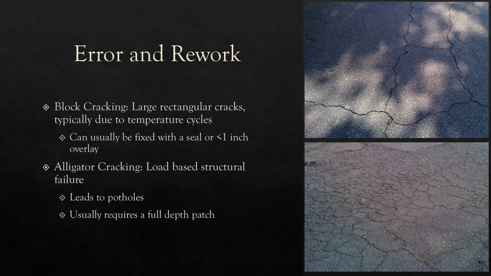Block cracking, as seen on the top right there, is a common defect largely associated with the asphalt binder's inability to expand and contract in response to the changing temperatures over the seasons. Luckily, they can normally be fixed with a simple seal or just covered up with a 1-inch overlay.